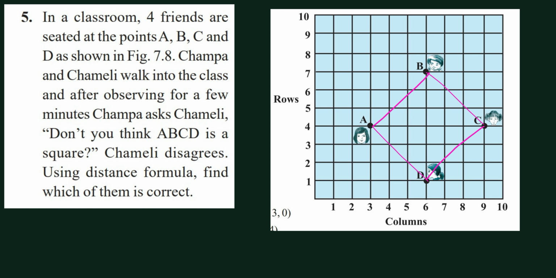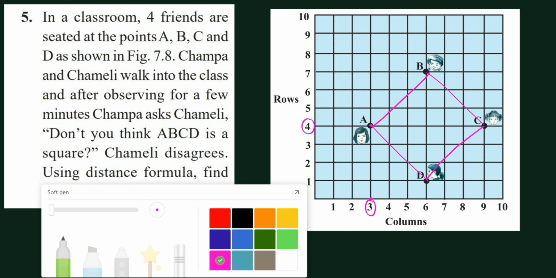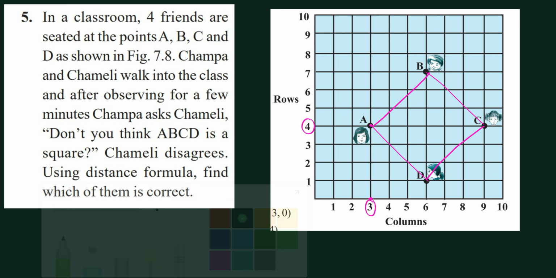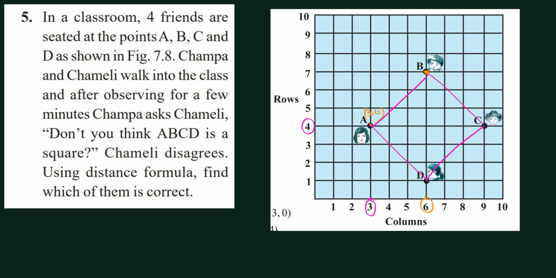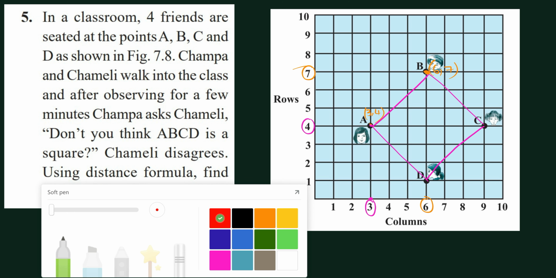Now, what is the point A here? Can you guess? The x value is 3, y value is 4. The point A is 3 comma 4. Now see the B. Where does B lie on the x axis? The x value of point B is 6. Y value of point B is 7. Okay, x value is 6 and y value is 7. The point B is 6 comma 7.